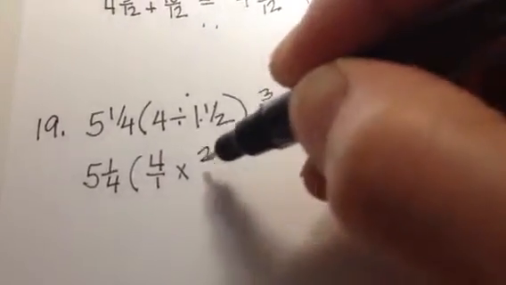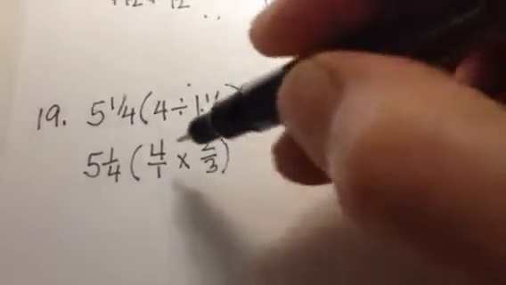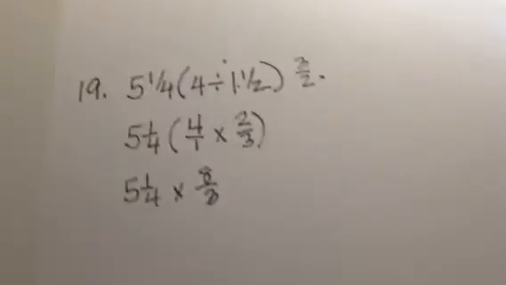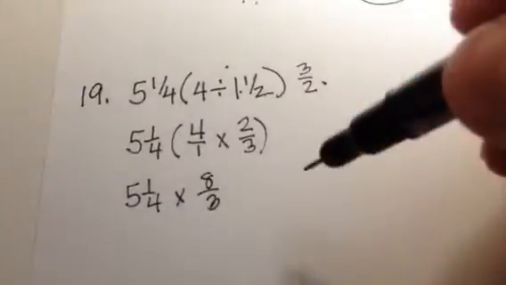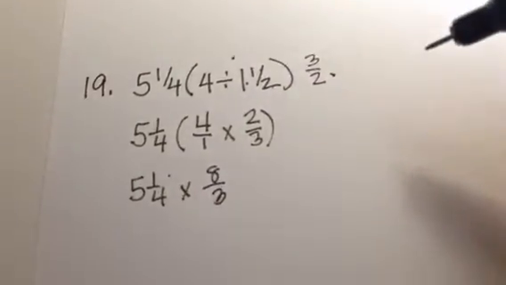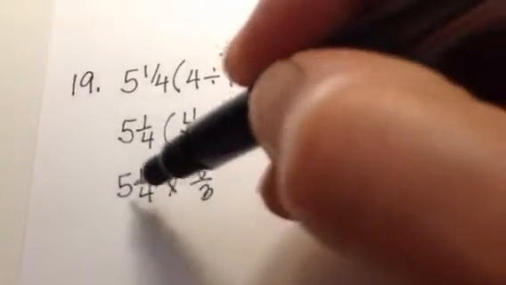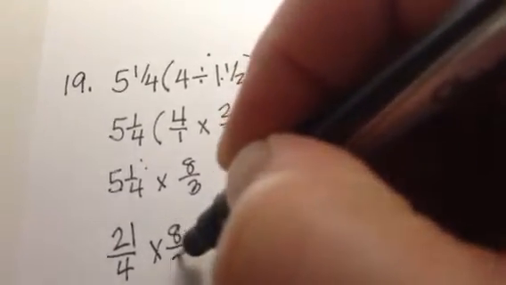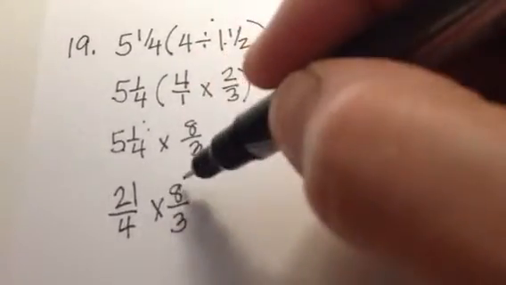So it'll be 2/3. Now, can I cross cancel? Nope, I cannot. So now I have 5 1/4 times 8 over 3. What do I need to do? I need to make this an improper fraction. 4 times 5 is 20 plus 1 is 21 over 4 times 8 over 3. Now, can I cross cancel?